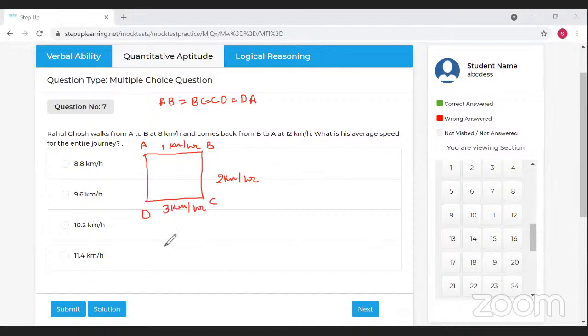Is my screen visible properly? Yes. So Deepika, I think that's a problem only with your case.